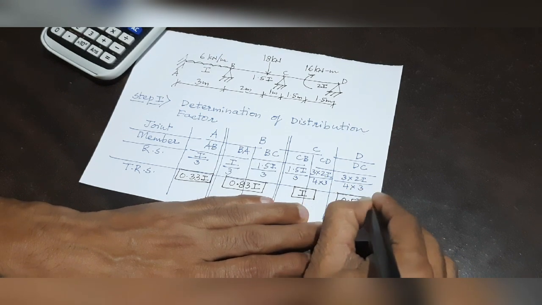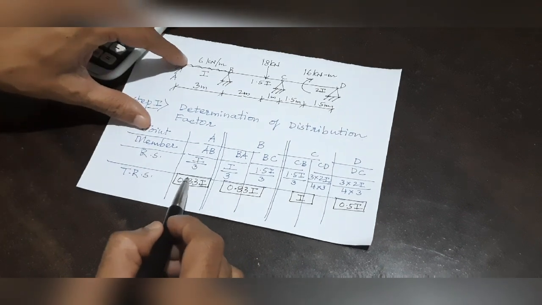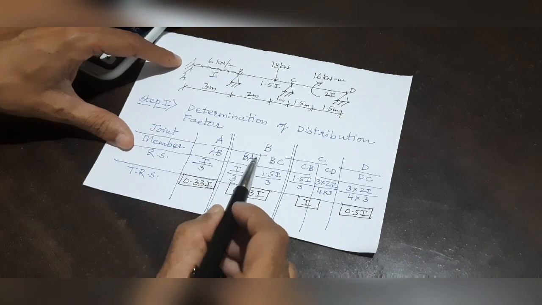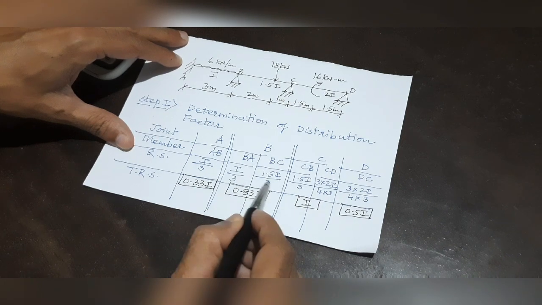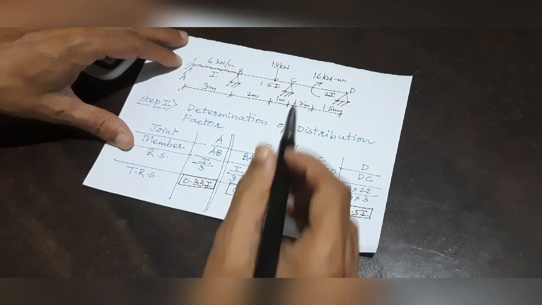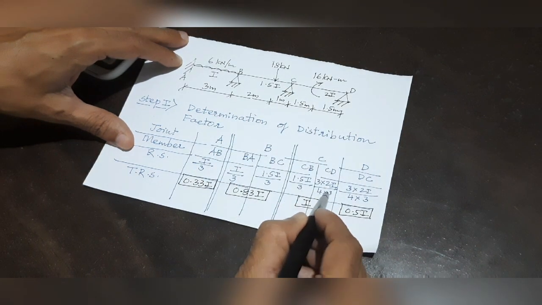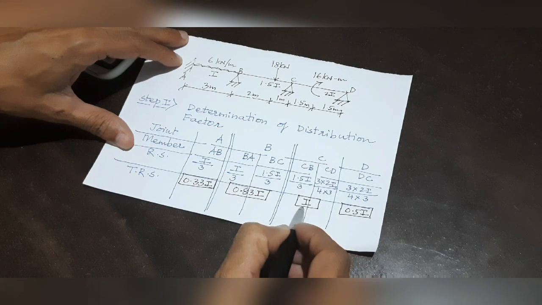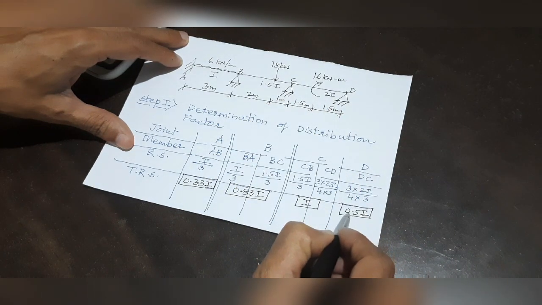So total relative stiffness at all the joints: joint A is connected by only one member, AB. So relative stiffness of member AB will be the total relative stiffness of joint A. B is connected by BA and BC. So relative stiffnesses of BA and BC, if added, I will get this value. Similarly C is connected by CB and CD. So relative stiffnesses of CB and CD added, I will get this value. This is 0.5. This is also 0.5. So total is I. And D is connected by only one member, DC, and that is why total relative stiffness of joint D is 0.5I.